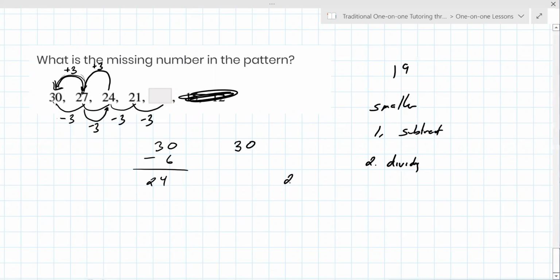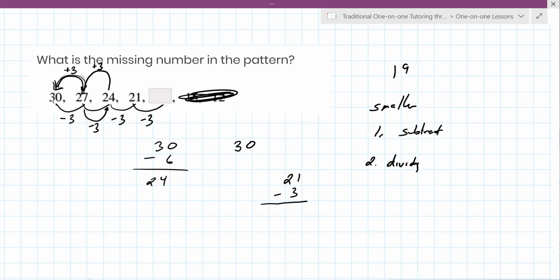So what is 21 take away 3? $17. No, try again one more time. $18. 18, perfect. All right.